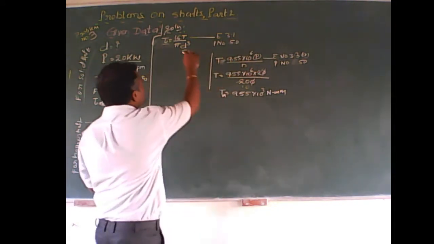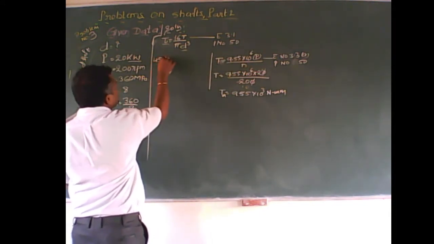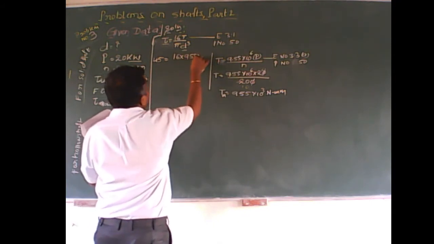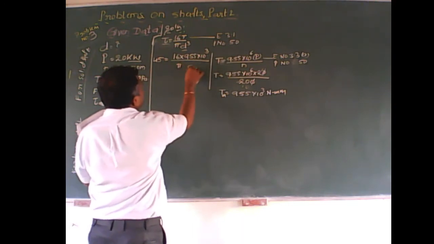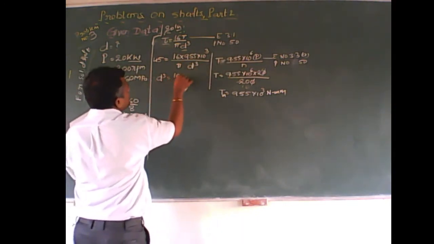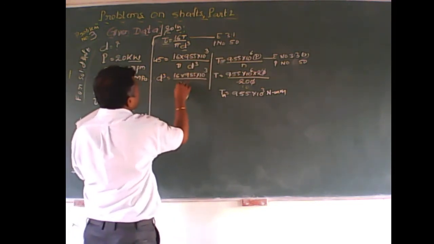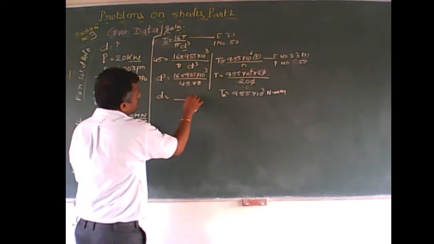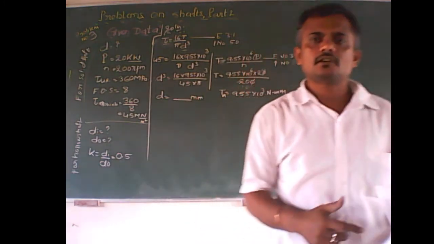So what we can do here: tau we can take as 45, which is equal to 16 into 955 into 10 raised to 3 whole divided by pi into d cube. Therefore d cube is equal to 16 into 955 into 10 raised to 3 whole divided by 45 into pi. Get me the direct answer. What is the D value? Calculate the D value.